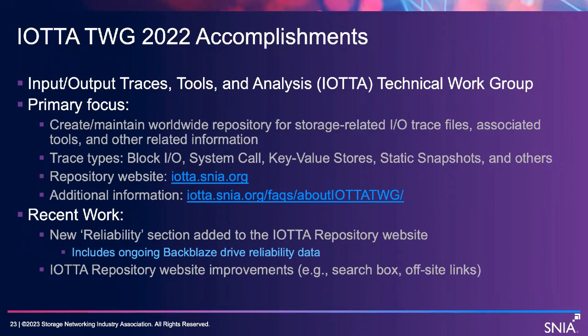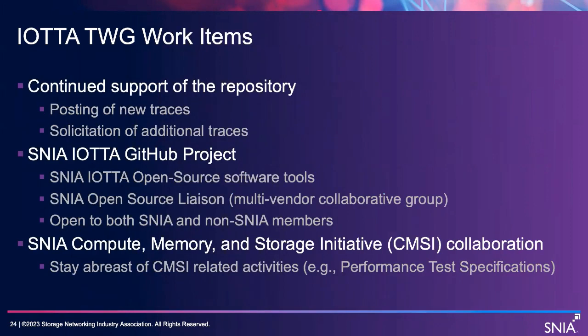Regarding recent work, the IOTTA repository website now includes a new reliability section. Drive reliability data from Backblaze is now available for download from this section of the repository website. Other recent work includes the continuing efforts on improving the repository website. For example, we've added a search box capability and also links to offsite locations of traces not currently included in the repository. Next slide, please.